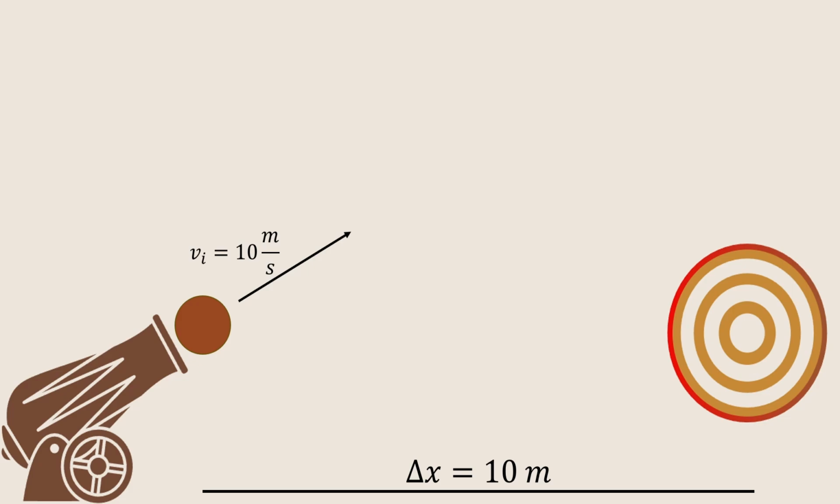We'll say that delta y is equal to 0, meaning that the ball ends at the same height that it started at. In this situation, we can use the range equation. Delta x equals velocity squared times sine of 2 theta, which is the launch angle, divided by g, our gravitational constant. I'll show you exactly how to derive this equation next.